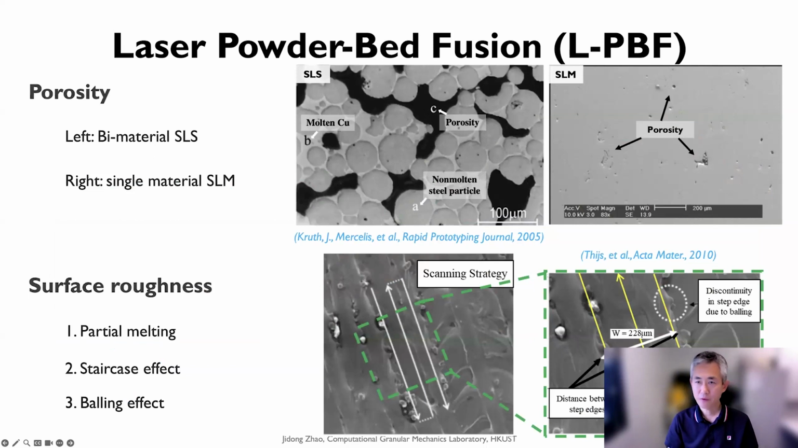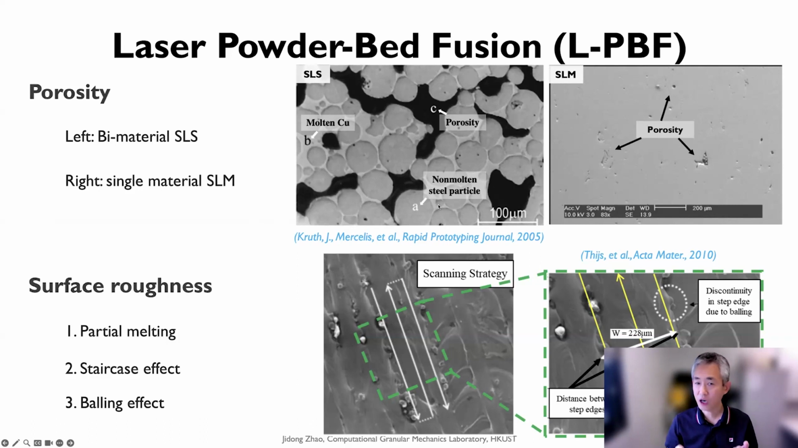Laser powder fusion technology can be done in different ways. For example, we can do so-called bi-material selective laser sintering. This is a relatively conventional way. Essentially, you have two kinds of material: one is copper particles, the other is steel particles.